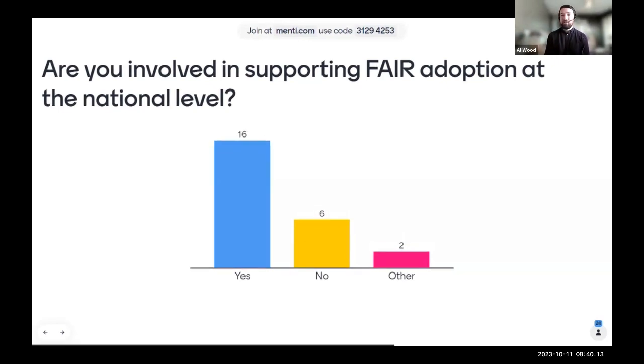And for colleagues who've just joined us, this will be the first of a series of FAIR Implementation Workshops where we'll welcome colleagues from across the FAIR Impact Programme and associated colleagues to present to various stakeholders. Okay, so the majority are involved, but there's a number of you who aren't, and a couple who are in the other category. So it'll be interesting to see if that particular question answer changes over the series of our FAIR Implementation, FAIR Impact workshops.